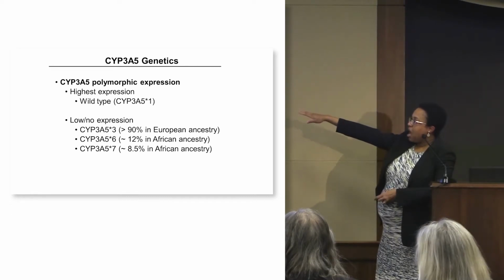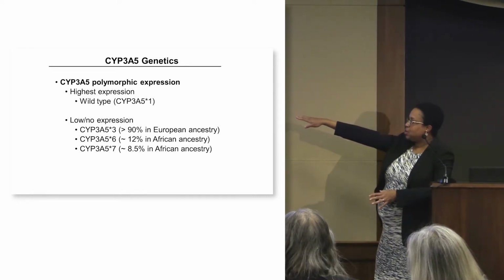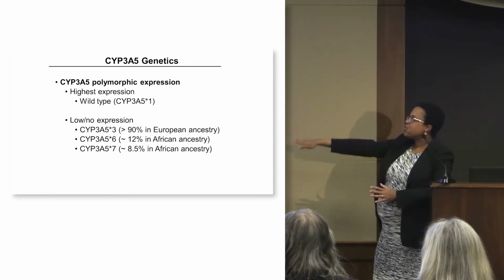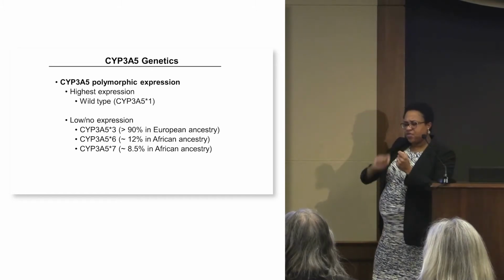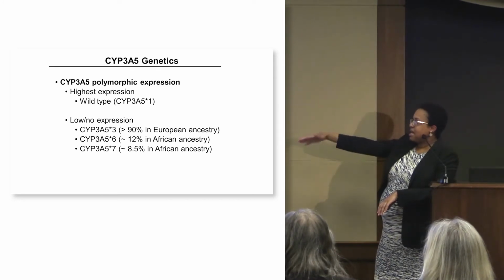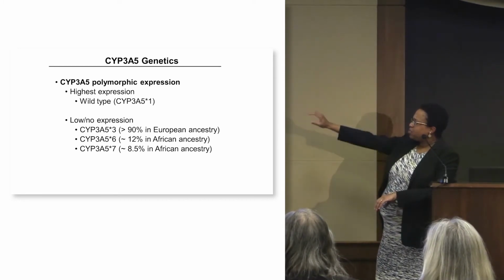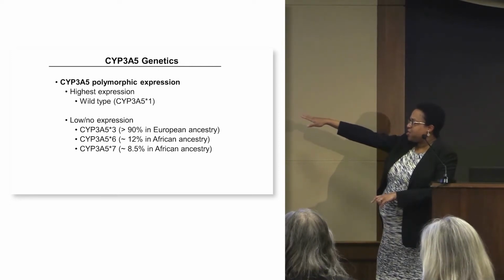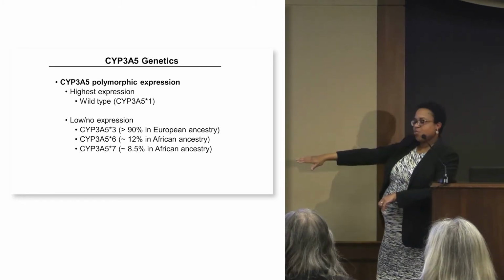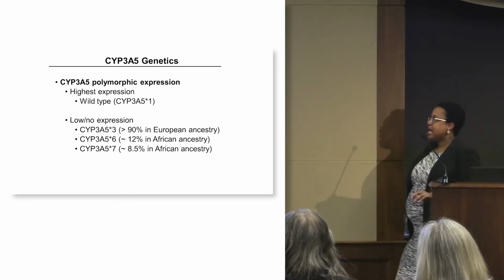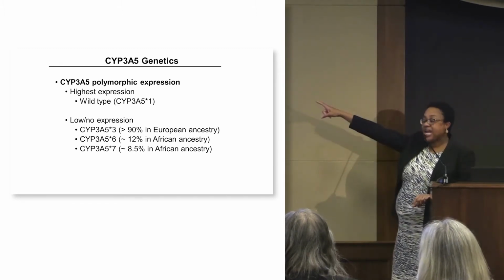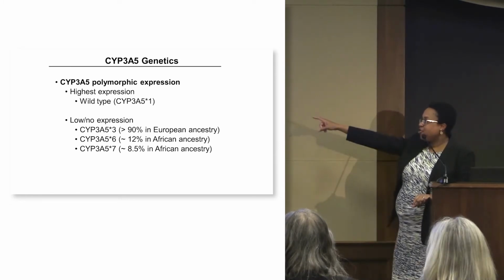So we have other genetic variants that lead to low or no expression. So these, you see the star 3, star 6, star 7. Those were just the order that these variants were identified when people were sequenced. So the 3rd, the 6th, the 7th, these were variants found. And so we have about 12% of people of African ancestry that express one that leads to low or no expression, about 8.5% that leads to another of low or no expression. But in general, actually, people of African descent are in this high expression group. So about 50% of African Americans, for instance, have high expression of 3A5, including me, whereas I mentioned 90% of European Americans do not.